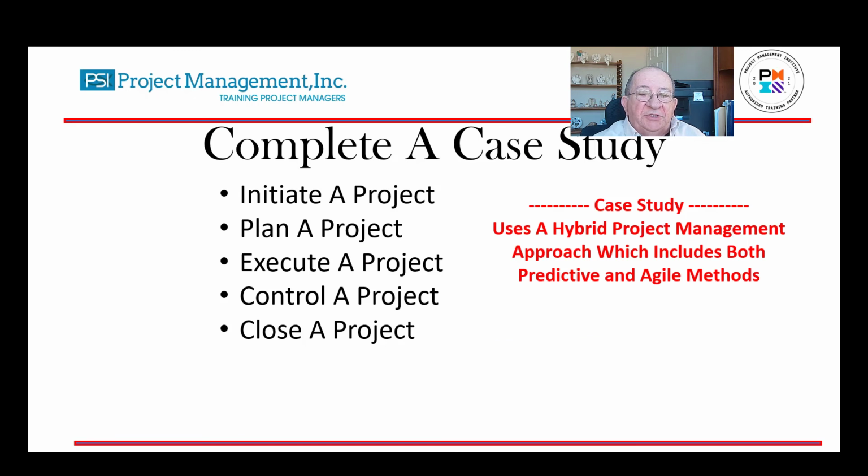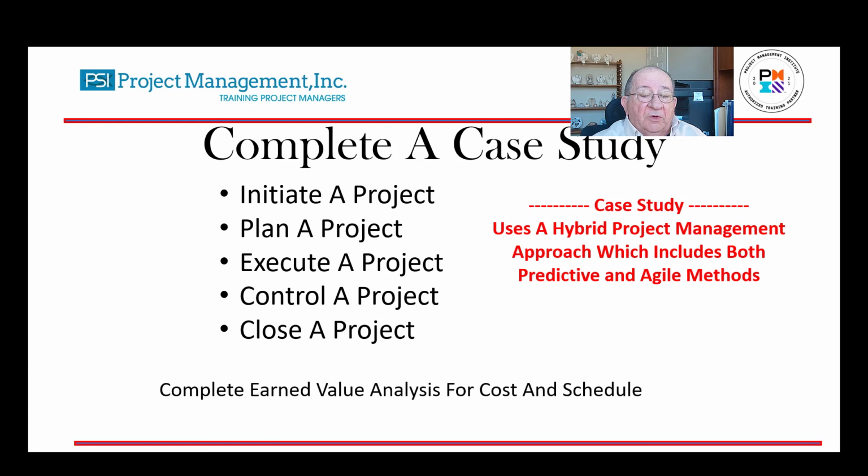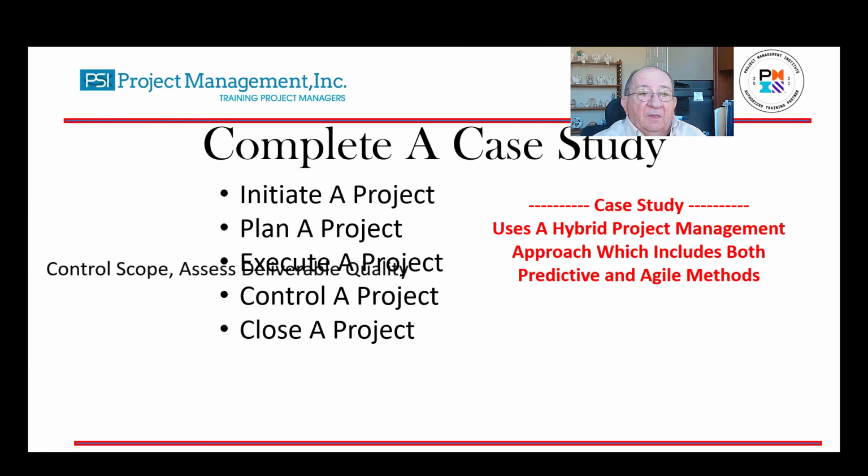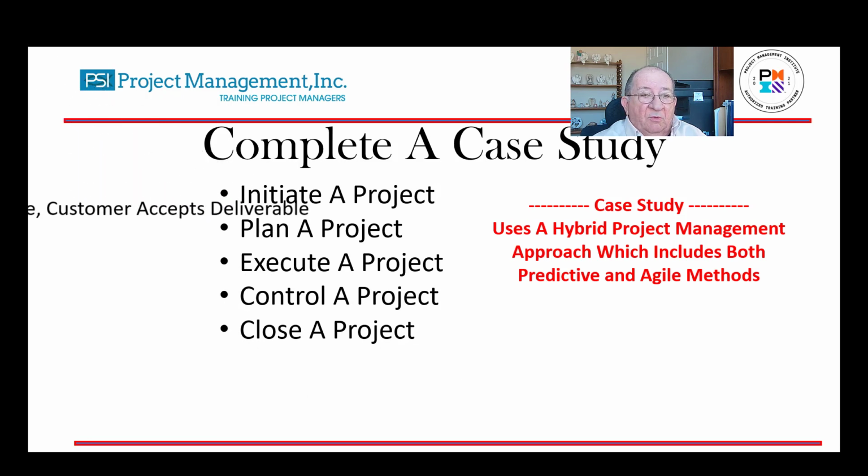In this class, we complete a case study. It will be done as a hybrid project, which means that part of the project will be predictive and part of the project will be conducted agile. We will initiate a project, we will plan a project, execute a project, control a project, and close a project. We will complete a project charter. We will identify stakeholders. We will complete a network diagram. We will complete earned value analysis for both cost and schedule. We'll manage project issues. We'll plan and perform integrated change control. And we'll control scope. We will also validate scope where the deliverable is accepted. We will close the project and transfer the deliverable to the customer.